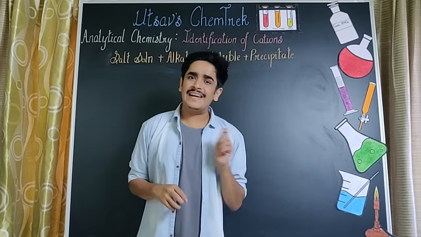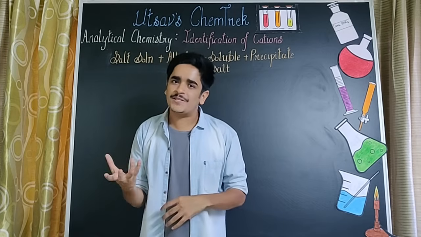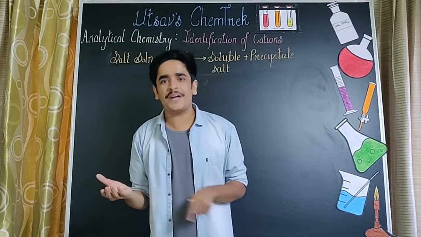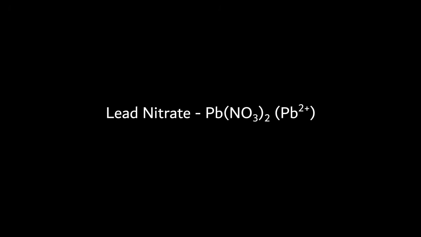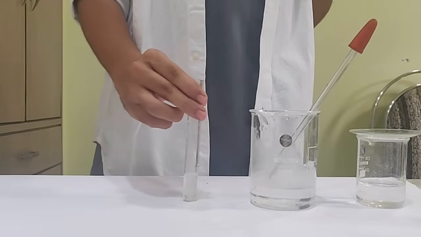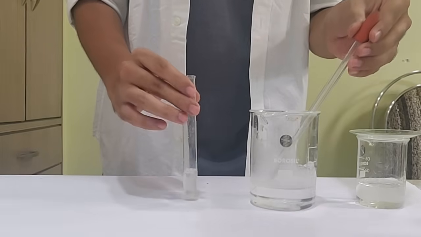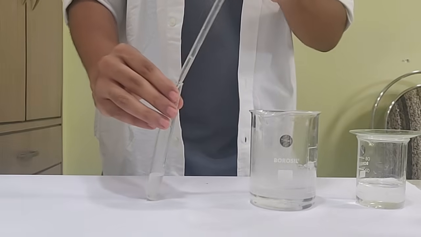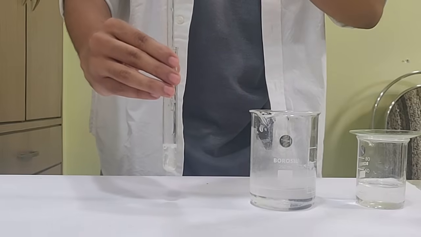For the next part, let's see what kind of reactions lead salts undergo and whether their precipitates dissolve in sodium hydroxide or ammonium hydroxide. So here in the test tube, we have taken a small amount of lead nitrate solution. To this test tube, I am adding drop by drop quantities of sodium hydroxide, and let's see if we get the formation of a precipitate.